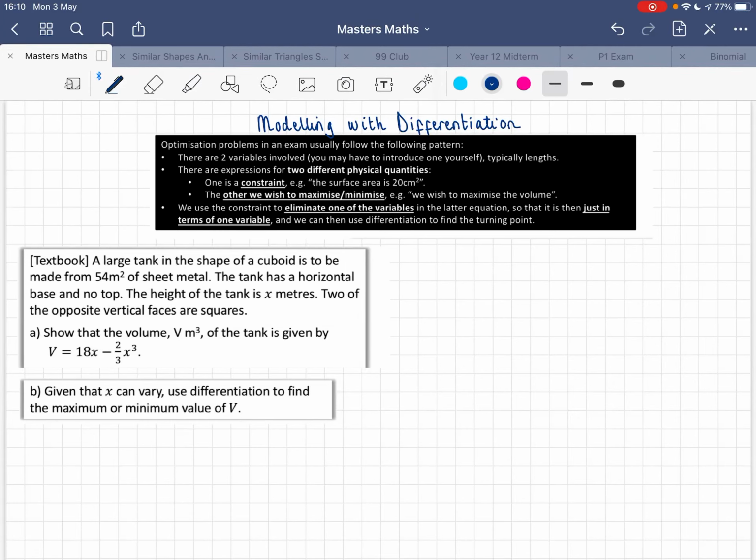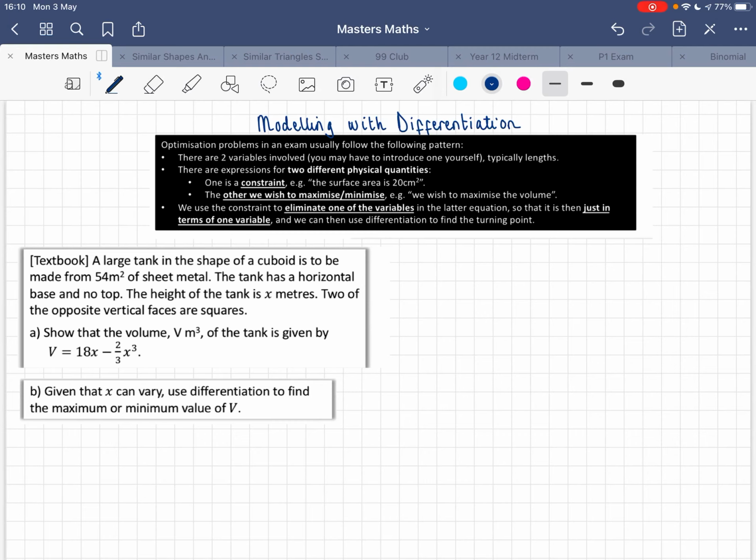Hello, right, in this video we're going to look at using differentiation to solve an optimization problem, or model with differentiation. I've copied most of this from the PowerPoint, but I'll just quickly go through the kind of pattern that the exam questions tend to follow.